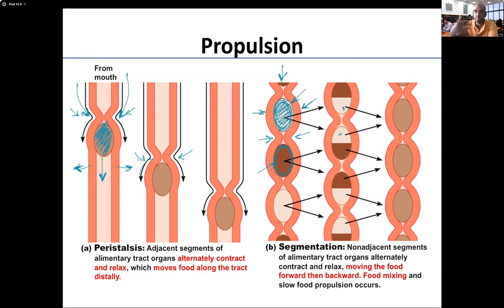What enhances this to take place is the stretch applied by the food itself on the wall of the small intestine. This stretch causes the wall of the small intestine to contract at the site where you've got food and to relax in front of it. So this allows the movement of the food along your gastrointestinal tract, again, by what mechanism of propulsion? By peristalsis.